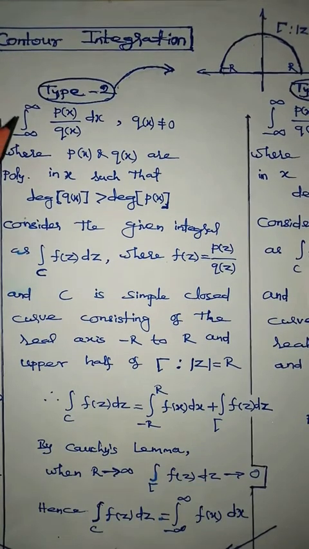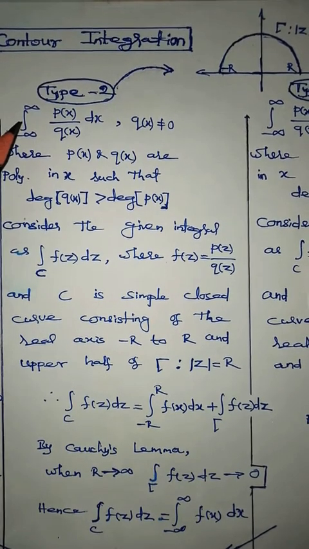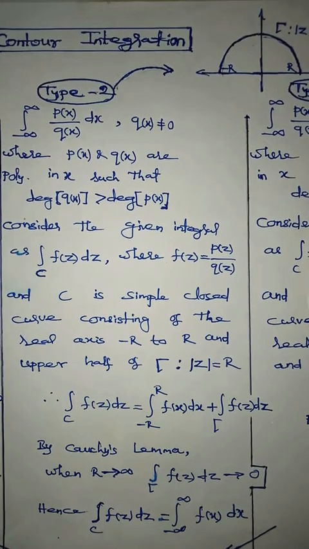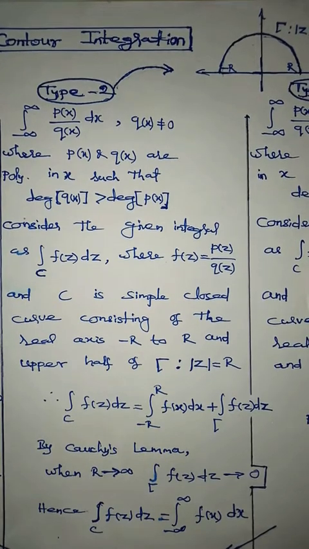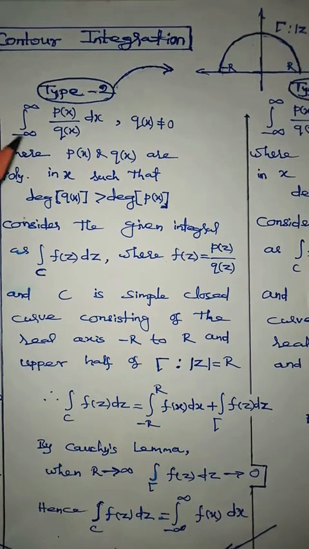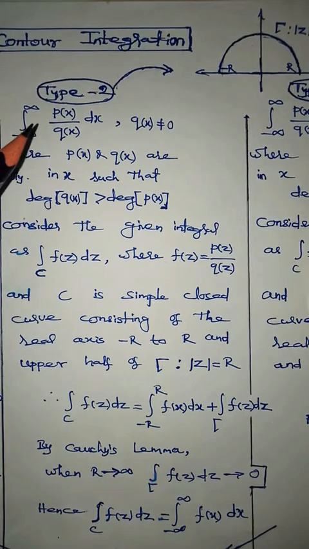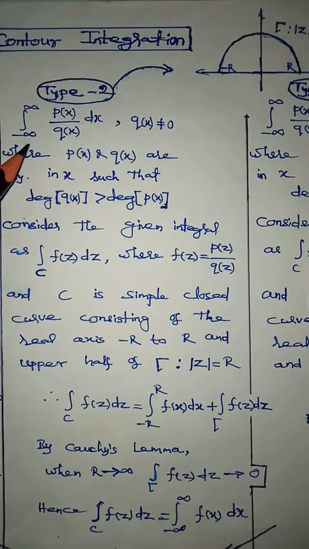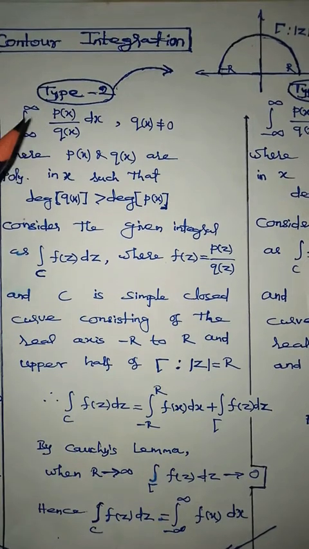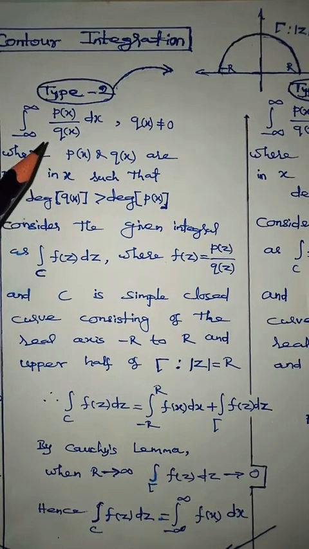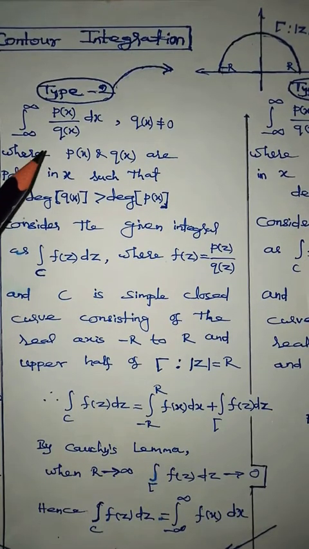In that situation, you need to apply properties of definite integrals and convert it to the minus infinity to plus infinity form. As I said for type 1, instead of 0 to 2 pi, they may give 0 to pi also. Like that in type 2, instead of minus infinity to plus infinity, they will give 0 to infinity also. The standard form of type 1 is 0 to 2 pi. The standard form of type 2 is minus infinity to plus infinity. But sometimes they may give 0 to pi or 0 to infinity form. In that situation, you need to convert to standard form with the help of properties of definite integrals.